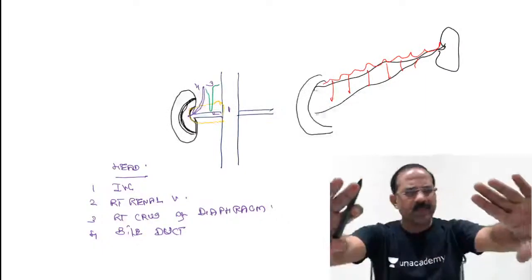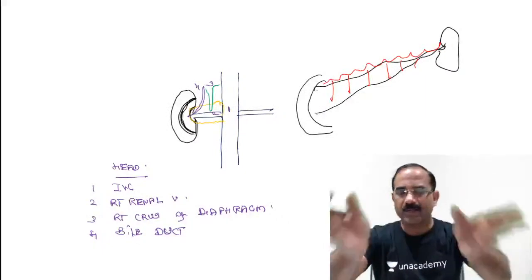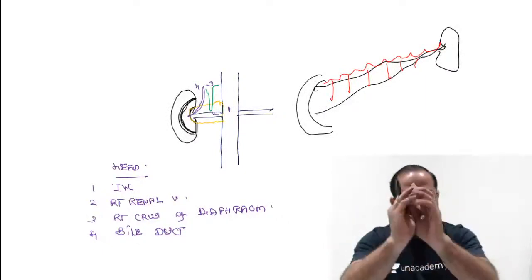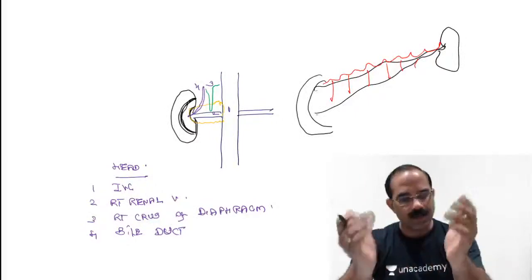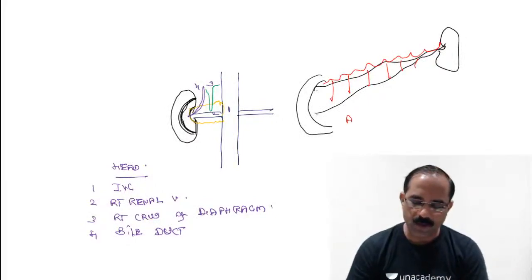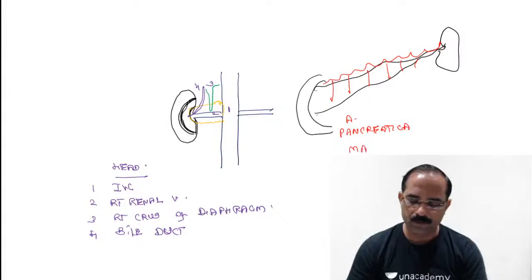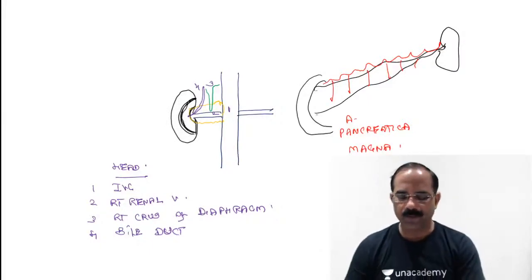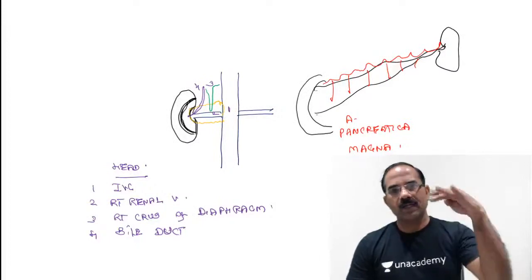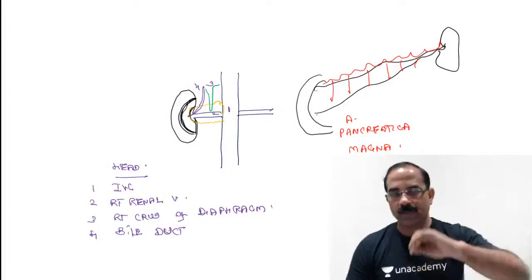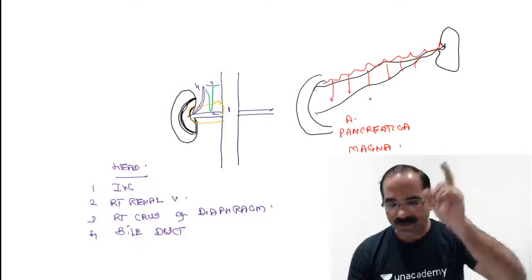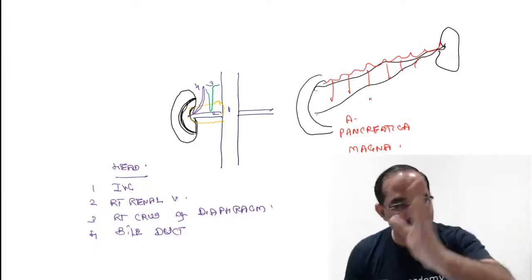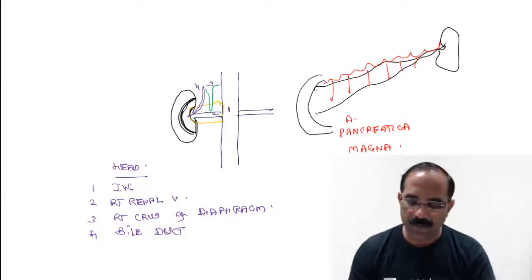There are many pancreatic branches, out of which one is large. One artery is large, and this is what we call the arteria pancreatica magna. Okay. So the splenic artery runs on the superior border of the body of the pancreas and gives branches to the pancreas. These are the pancreatic branches. One of the arteries is large. That's the arteria pancreatica magna.